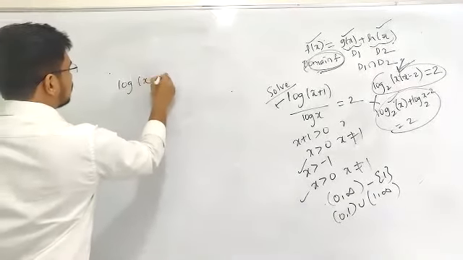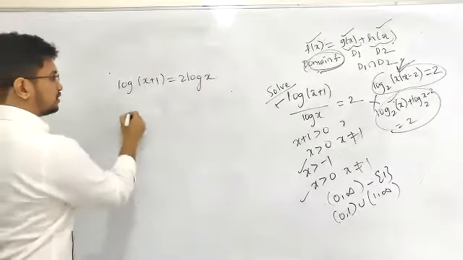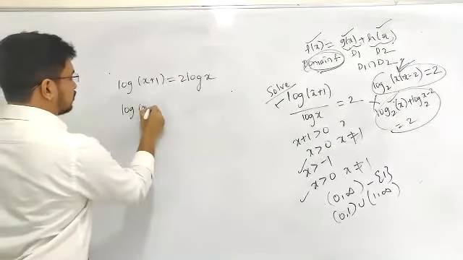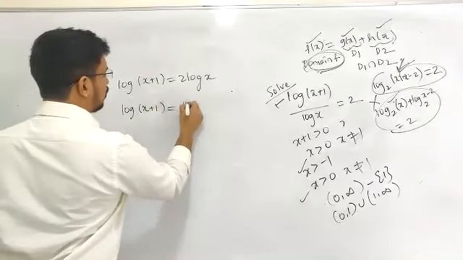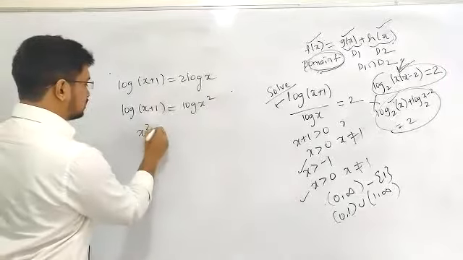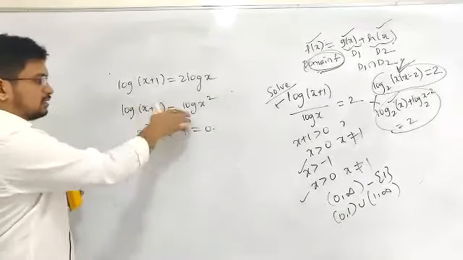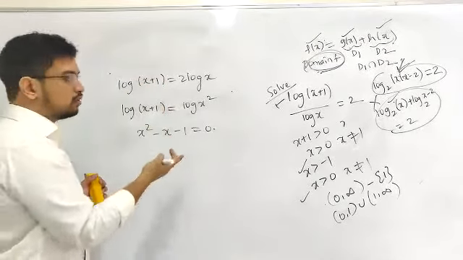Log of x plus 1 is equal to 2 log of x. So you'll be getting log of x plus 1 is equal to log of x square, since 2 log of x I can write as log of x square. So we'll be getting x square minus x minus 1 is equal to 0. I compare these two and remove the logarithm.